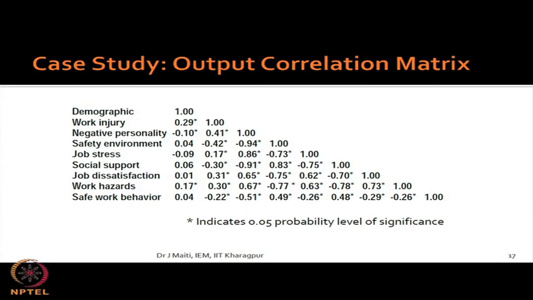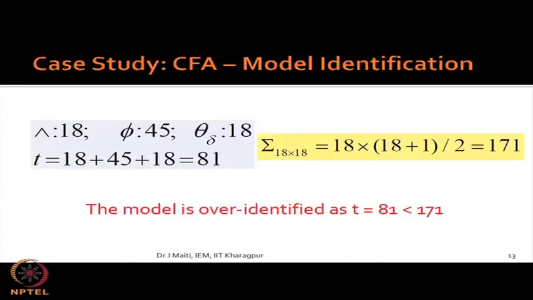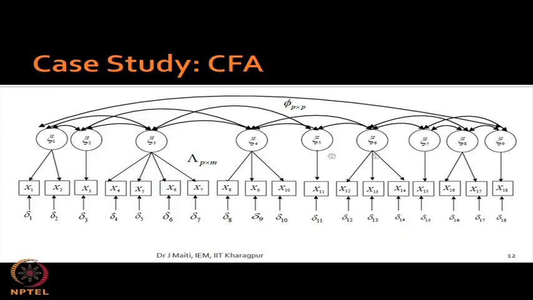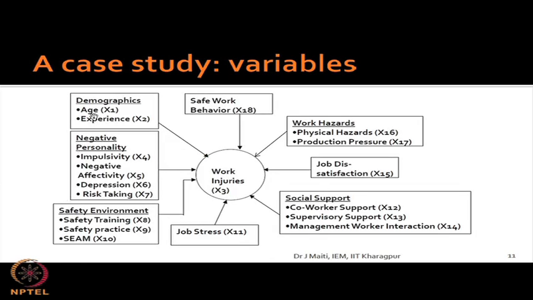So, what is the output of this measurement model? See, ultimately we are talking about, long back, these things. When we have clubbed into these factors, these are all factors or constructs, latent constructs, these J1 to J9 are not arbitrary, they have some meaning. Actually, x1, x2, if you see age and experience, then demographics, this is J1. Impulsivity, negative activity, all four are clubbed together, and the J2 value is actually negative personality.